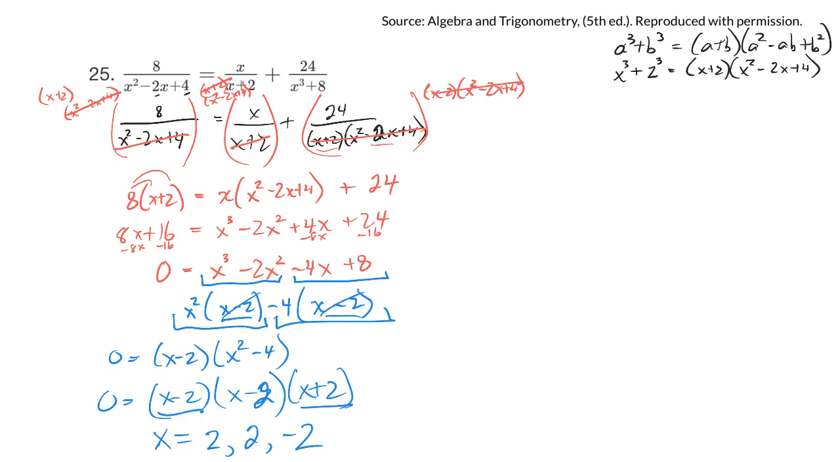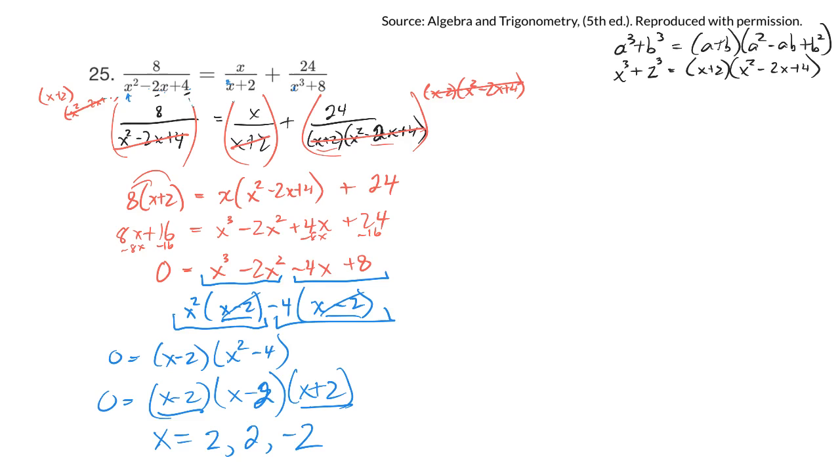So back into the original question, let me just erase some of this stuff there. Back into the original question, if I put a 2 in anywhere, I want to make sure I don't get a 0 on the bottom. So 2 squared is 4, minus 2 times 2, that's 4. So 4 minus 4 is 0. 0 plus 4 is 4. That's okay. 2 plus 2 is 4. That's okay. 2 cubed is 8 plus 8 is 16.